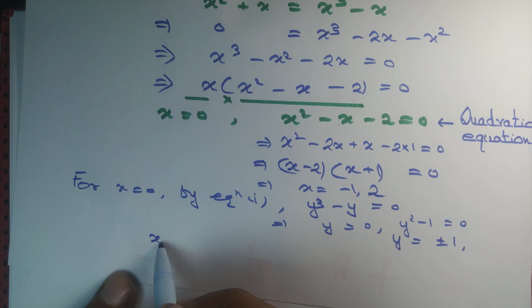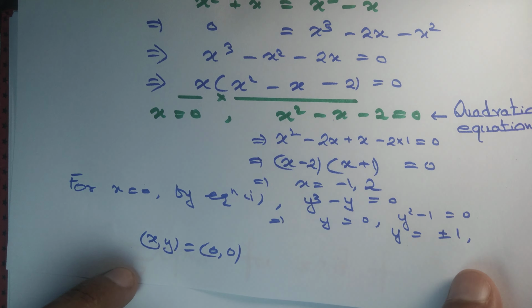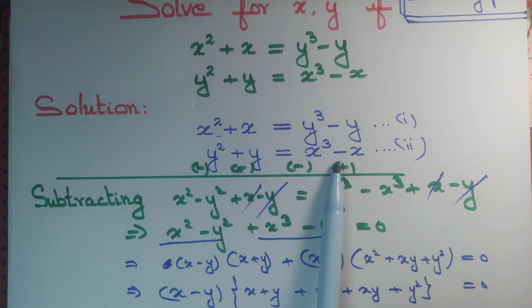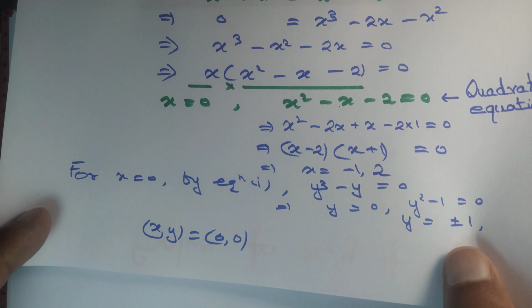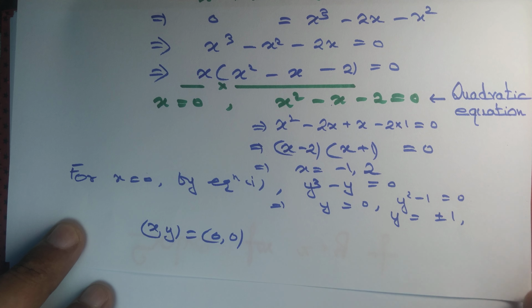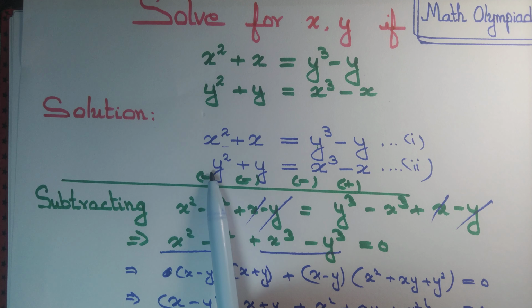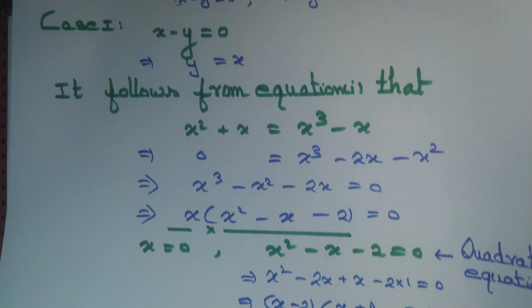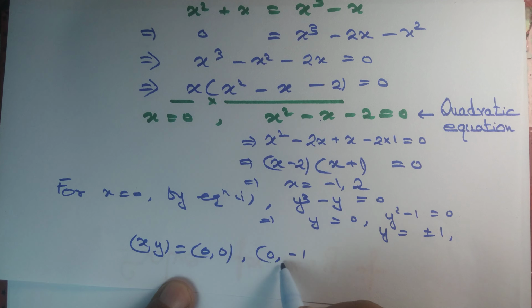Therefore, we get x comma y equal to 0 comma 0. That's an obvious solution. Both equations 1 and 2 will be satisfied when x equal to 0 and y equal to 0. And when I take x equal to 0, y equal to minus 1, that also is another solution: 0 comma minus 1.